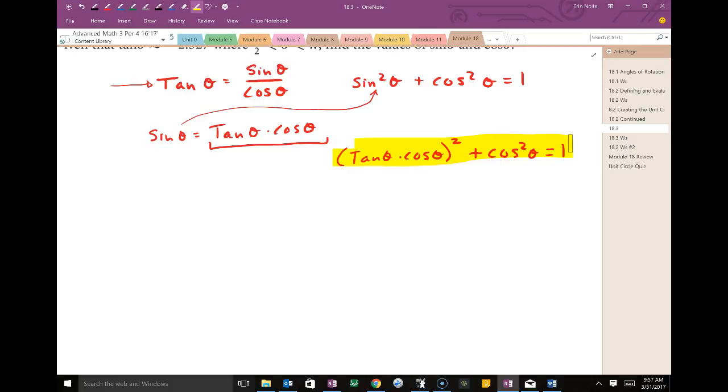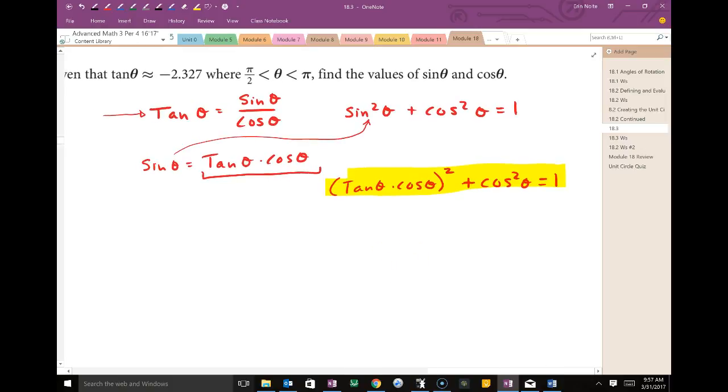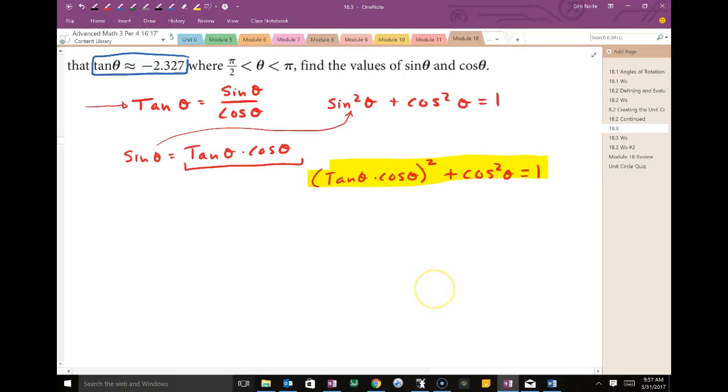If you solve for cosine off of the tangent equation, you would have to multiply by cosine, and then you'd have to divide by the tangent. So cosine would be sine over tangent, and you'd be working with fractions. So this way is just slightly easier. Now I'm going to use the information that is given to me within the problem. The tangent is negative 2.327. I'm going to place that within my yellow equation down there. So another substitution piece, now using information that was given.